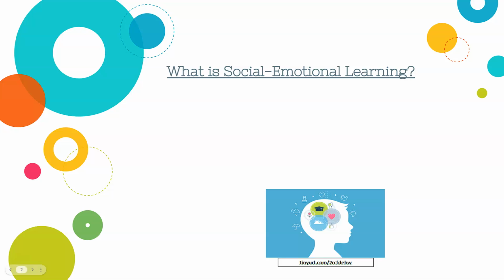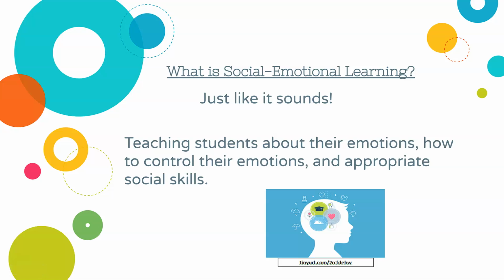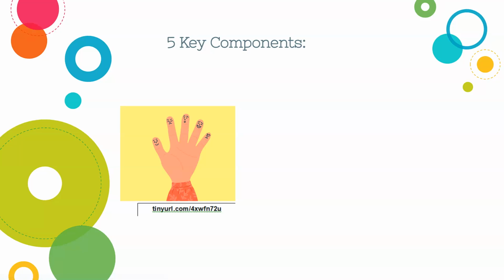What is social emotional learning? It's just like it sounds. It is teaching our students about their emotions, how to control their emotions, and how to have appropriate social skills and what that looks like. So we really want our students to be able to identify their feelings, know how to work through those feelings, and know how to positively interact with their peers.